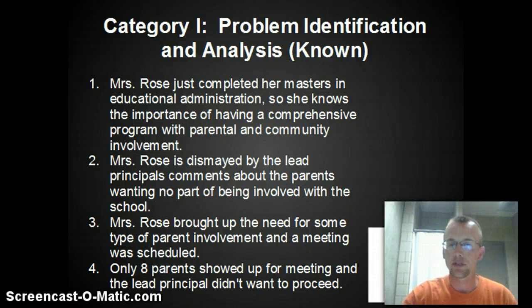Second thing I know is she is dismayed by the lead principal's comments about the parents not wanting any part of being involved with the school. Third thing I know is she has brought up the need for some type of parent involvement and a meeting has been scheduled. And the last thing I know is at that meeting only 8 parents showed up, so the lead principal was hesitant to continue with the meeting with lack of involvement from the parents that didn't come.